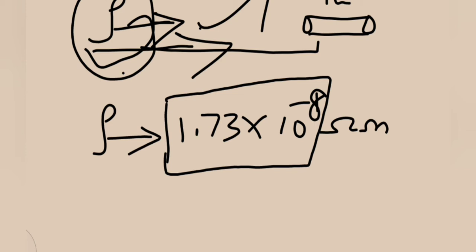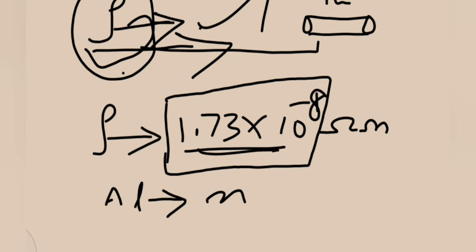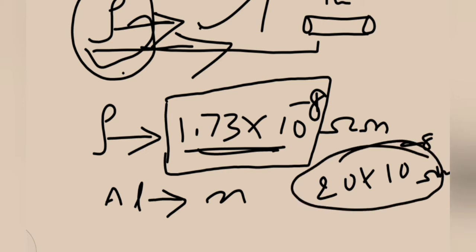Suppose we are taking another material, aluminum. Aluminum will have a different value of resistivity. So resistivity will define the material. If you know the value of resistivity, you can identify the material. Suppose we are saying the resistivity of a material is 20 into 10 raised to minus 8 ohm meter, then we can identify that that material is steel. So each material will have a value of resistivity.